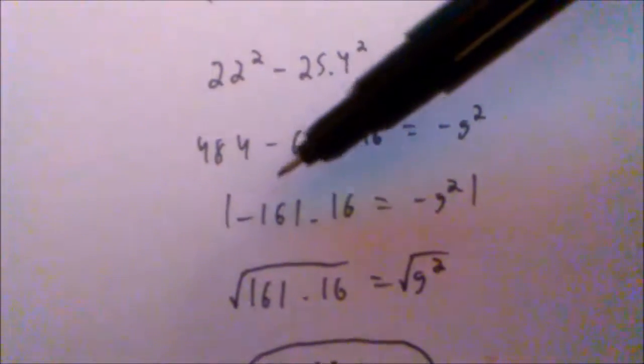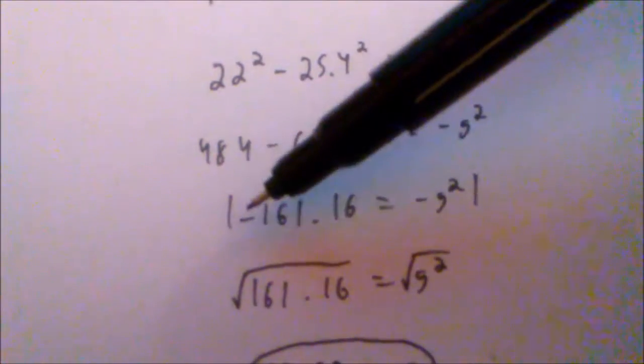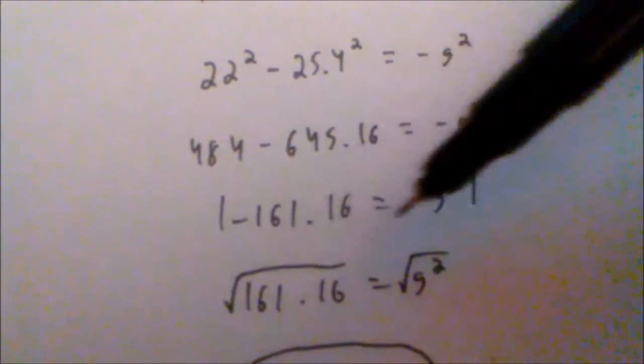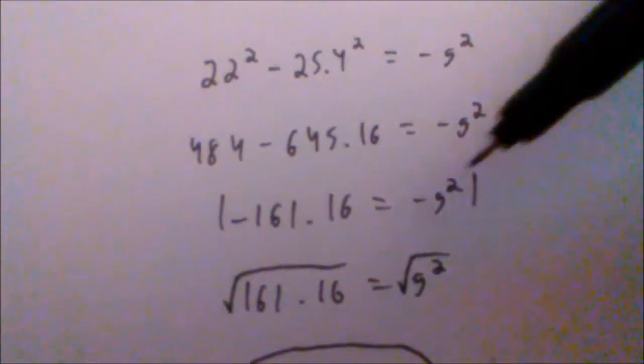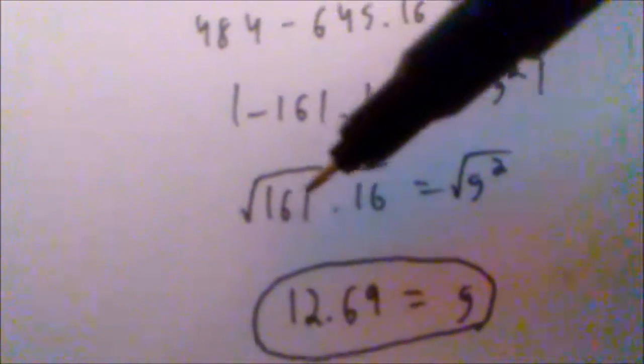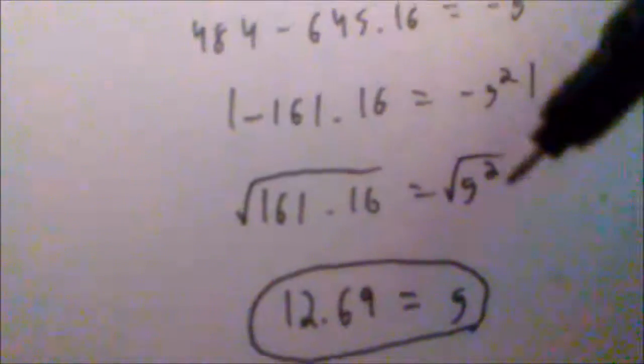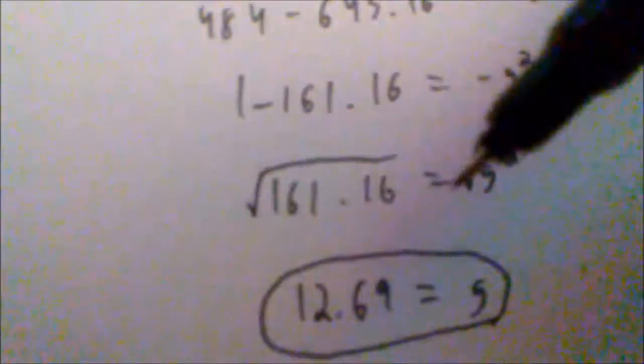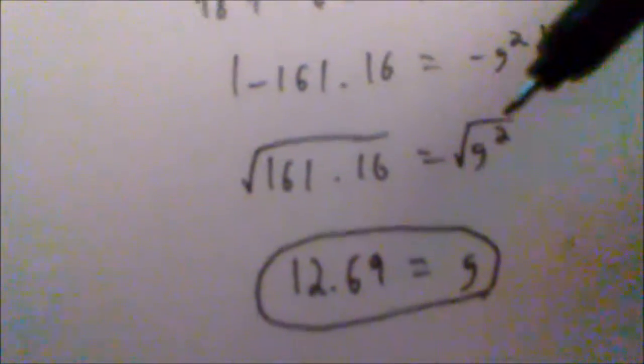That comes up as the absolute value of negative 161.16 is equal to negative g squared, which then is just plain old 161.16 is equal to g squared. But we can't have it be squared, so we need to take the square root of that and the g squared to get 12.69 is equal to just g.